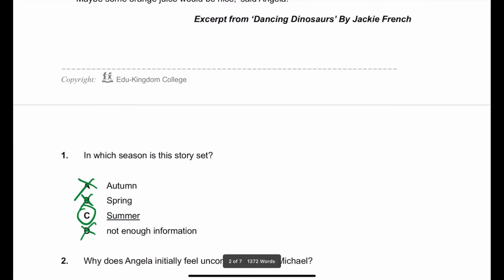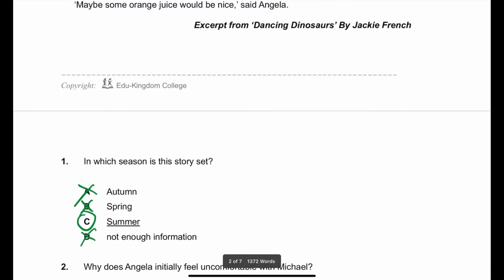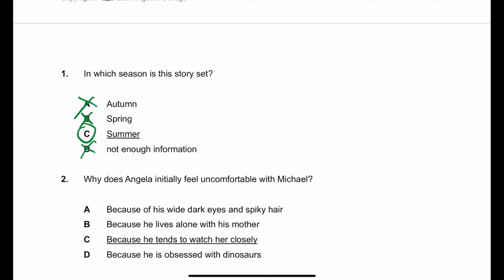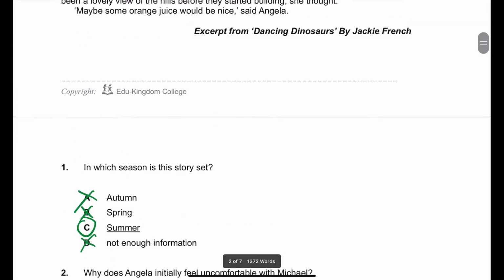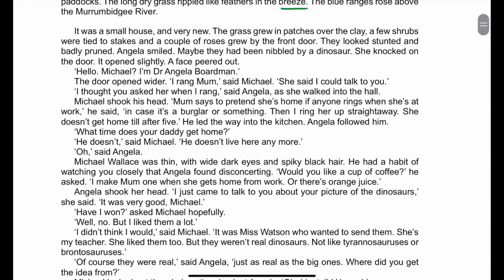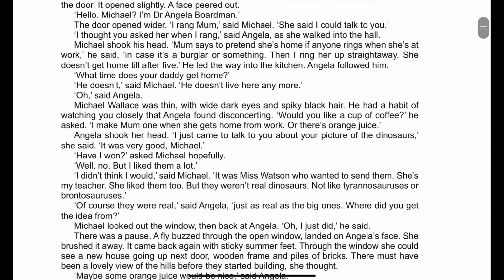Next we have, why does Angela initially feel uncomfortable with Michael? We have his wide dark eyes and spiky hair, he lives alone, he tends to watch her closely, and he's obsessed with dinosaurs. There is actually a part in this extract that specifically states that Angela is uncomfortable, and it is about here. I would also like you to note the dialogue because this does get important later on, so just keep that in mind.